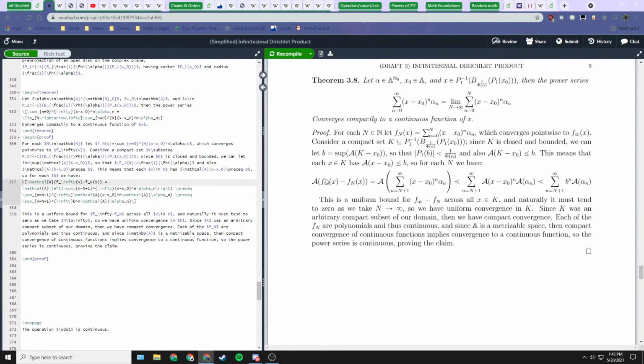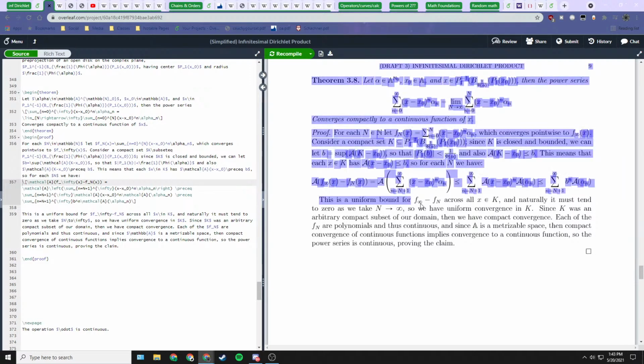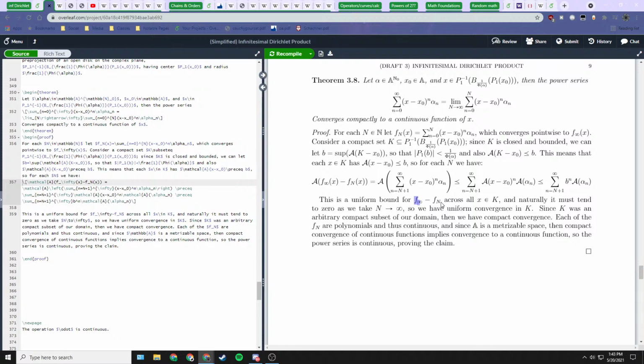So this is a uniform bound, right? There's no x's here. b was independent of x. It was actually just dependent on the compact set K. So b is independent of x, and this is a uniform bound on this difference. We have a uniform bound for f infinity, the final power series, minus f sub n, across all x in our compact set K. And as we take n to infinity, this will tend to 0. So we have a uniform bound independent of x tending to 0, and that's uniform convergence. So we have uniform convergence in the K set.